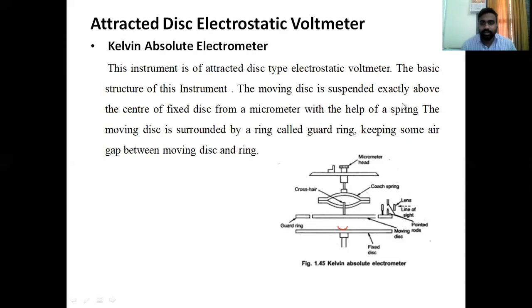classification of circular type. The second type of classification is the attracted disc type electrostatic voltmeter.